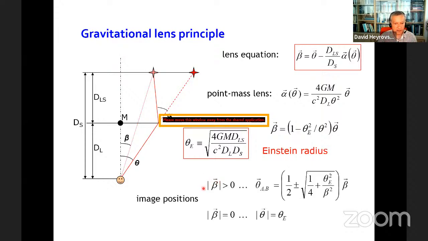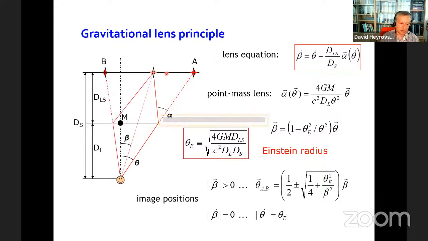And the equation which you have here is actually very simple because it's nothing but a quadratic equation. So you can solve it, and for a general non-zero displacement of the background source, you get two solutions. How can you get two solutions? Well, obviously, you can see this ray, but you can also send a light ray on the opposite side of the lens, which will go closer and can be bent more. So in principle, the observer should see two images.